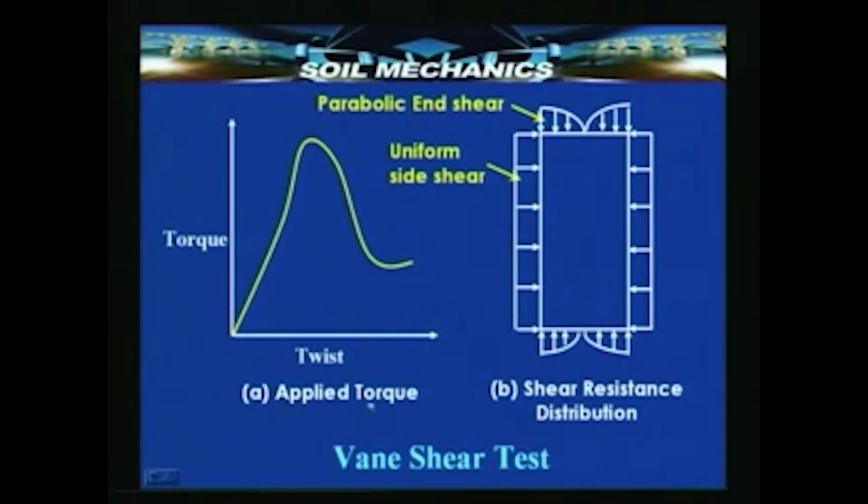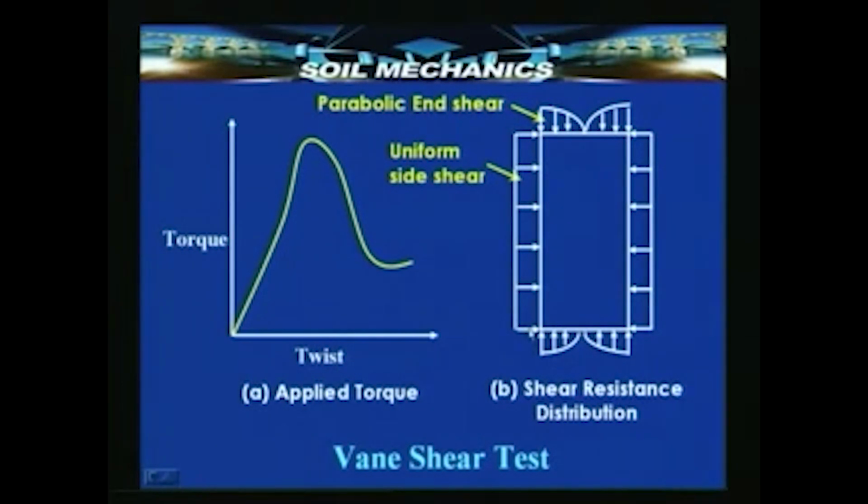If we take the torque versus the rotation, usually the relationship is like shown in this figure. It takes a value which corresponds to the peak here, and then after the soil fails, the torque comes down. The torque goes on increasing until failure and then it comes down. The vane itself experiences stresses as it cuts through the soil. It experiences shear stress along the faces on the sides as well as at the top and the bottom.